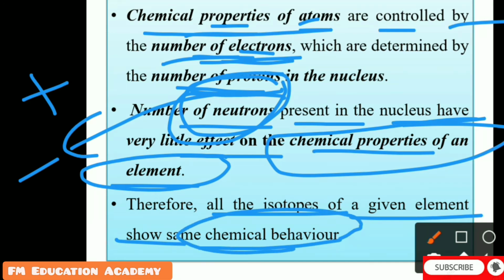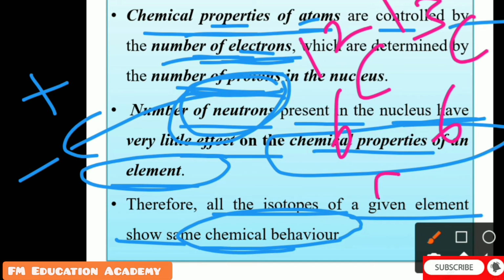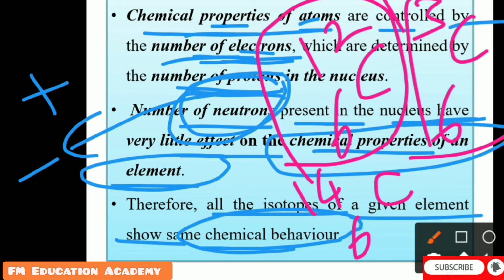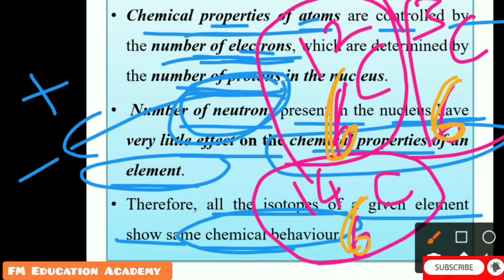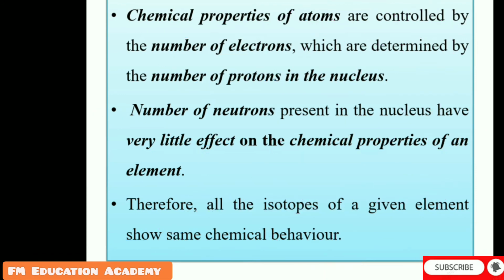That is, I gave you an example of carbon, C-12, C-13, C-14. All of these will have the same chemical properties. Why do they have the same chemical properties? Because the number of electrons and the number of protons are the same in them. The number of electrons is 6 and the number of protons here is also 6. So as the number of electrons and protons are the same in these isotopes, we can say that the isotopes will have the same chemical behavior. So this was about isotopes, isobars, atomic number and mass number.